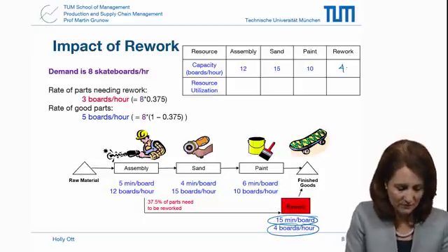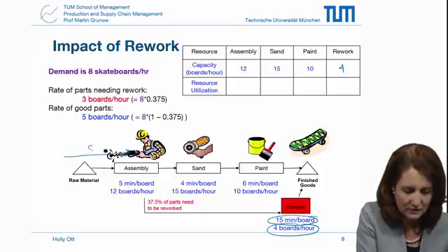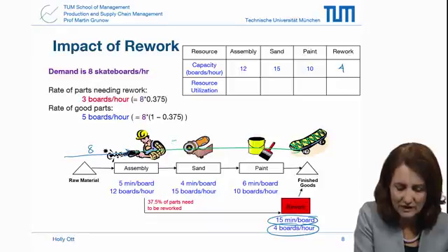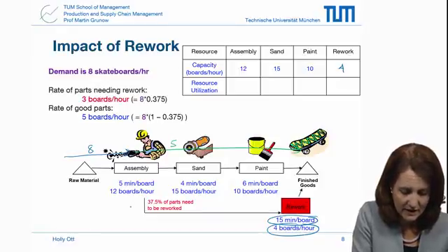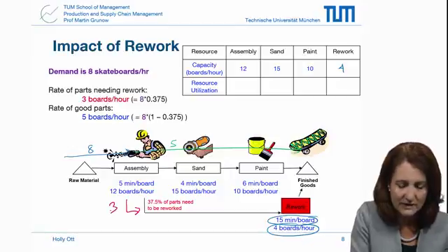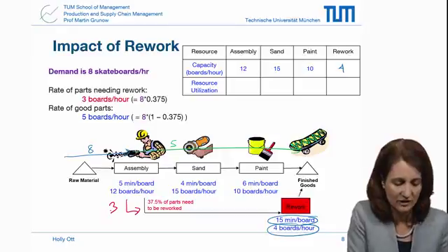Now, again, if I draw these through, we have 8 skateboards per hour coming in. We have 5 good skateboards per hour continuing through, and we have a flow of 3 skateboards per hour going through rework. So let's look at our resource utilization.